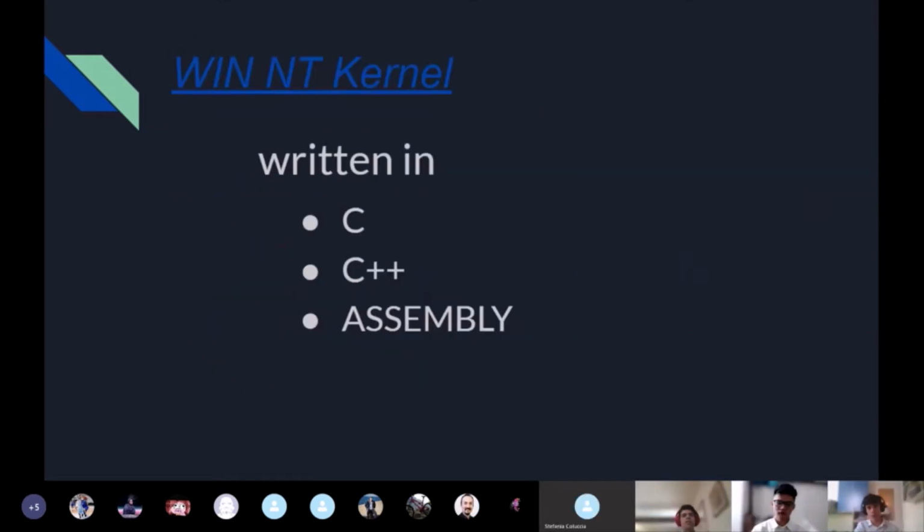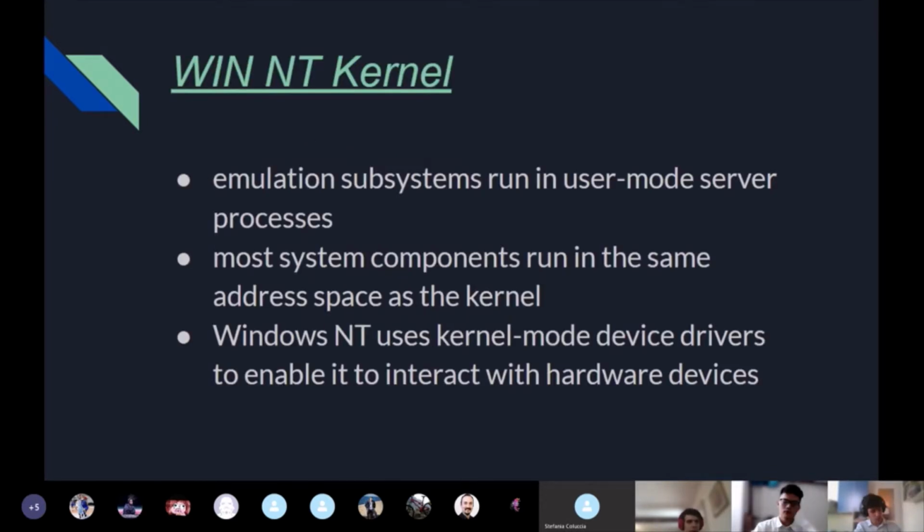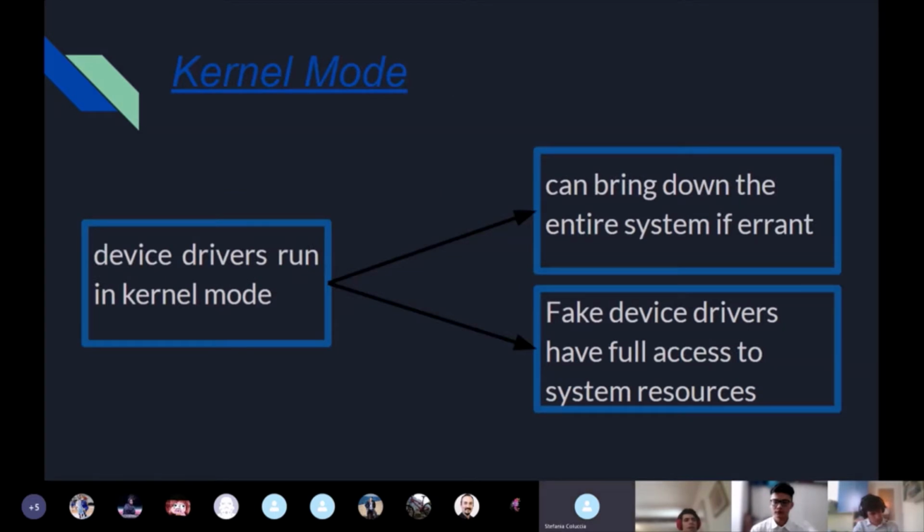set. C is mostly used for kernel code, while C++ is mostly used for user mode code. Throughout the operating system, assembly is used sparingly. It has been avoided when possible. Okay, why is the Windows NT kernel referred to as a hybrid kernel? Well, because the emulation subsystems run in user mode server processes. Windows NT kernel mode grants full access to the hardware and system resources.